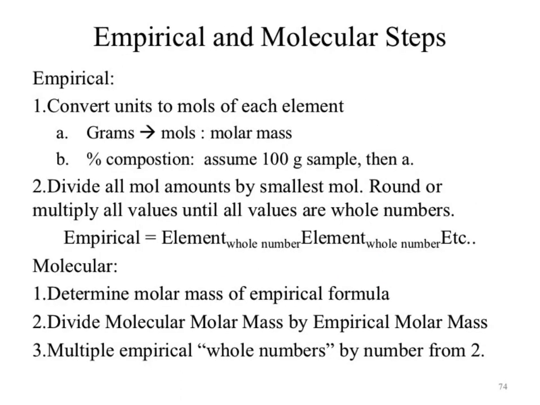Okay? So, we break it down. Determine the molar mass of the empirical formula. In our previous calculation, what was it? It was 13. Divide the molecular molar mass by the empirical molar mass. So 78 divided by 13. Multiply the empirical whole numbers, so in our previous case, C1H1, by the number from calculation 2. What was our number from calculation 2? 6. 1 times 6, 6. 1 times 6, 6. And that's how we got our formula.